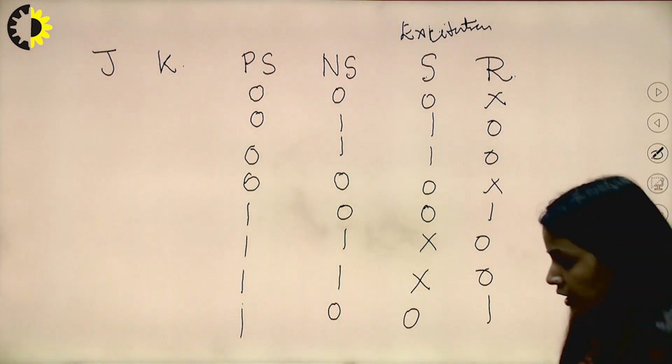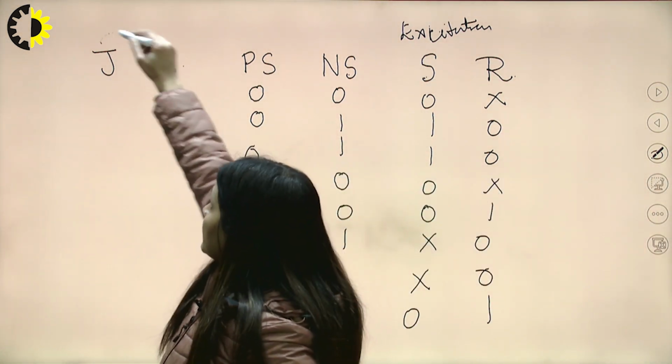Now coming to the JK table. Here we are writing the characteristic table.